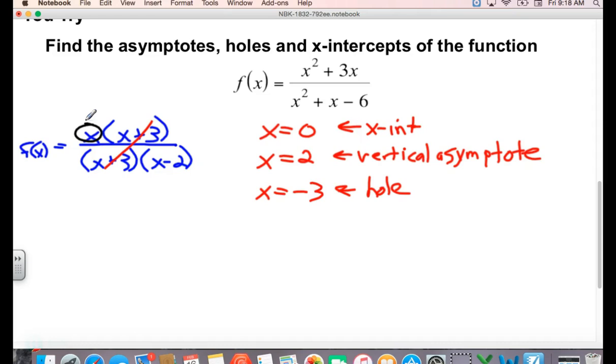When we set x equal to 0, we get, of course, x equals 0. So that's the only x-intercept. We don't get an x-intercept from x plus 3 because it canceled out. On the bottom, the x plus 3 cancels, so at x equals negative 3, you're going to have a hole. And when you set x minus 2 equal to 0, you get x equals 2, so you're going to have a vertical asymptote there because that one didn't cancel out.